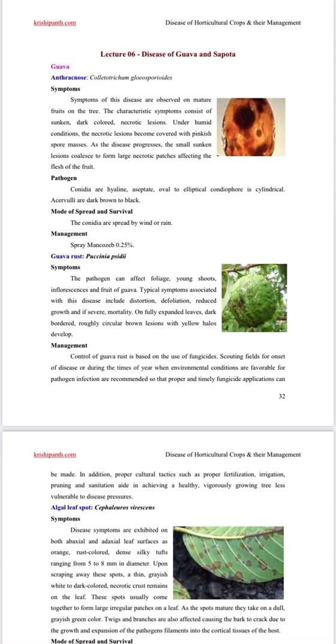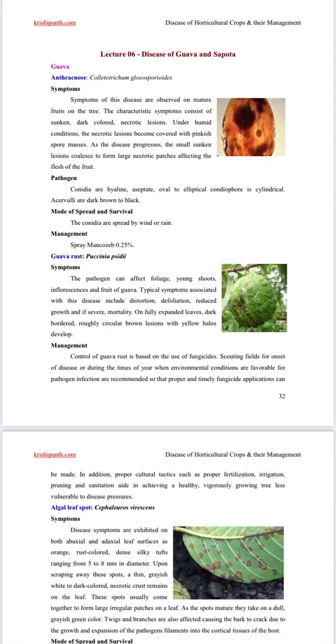And next is the management of wilt of guava disease. First point is that proper sanitation should be maintained in the orchard. Wilted trees should be uprooted, burnt and pruned. Maintenance of proper tree vigor by timely and adequate manuring, intercultural operations and irrigation enables them to withstand infection.